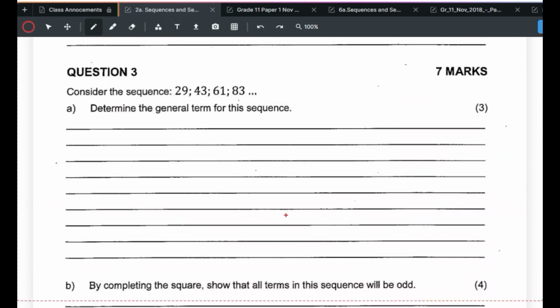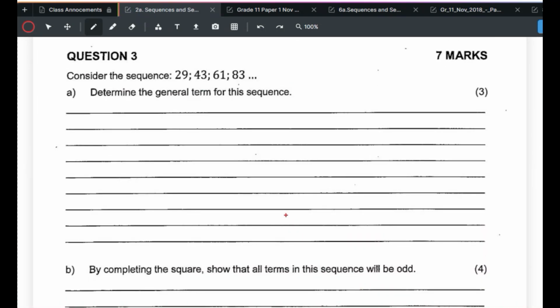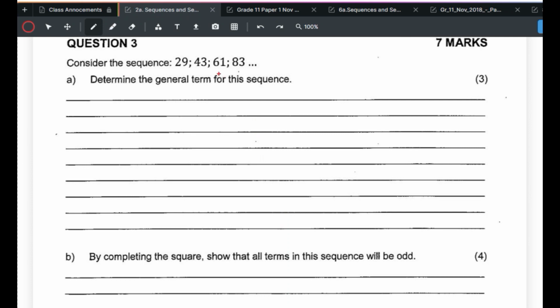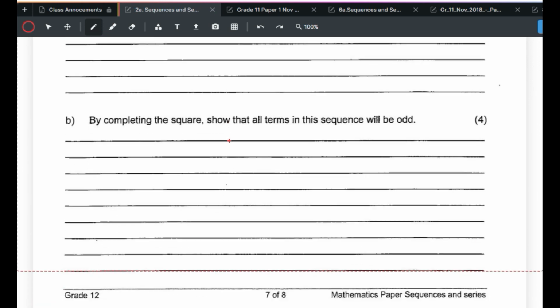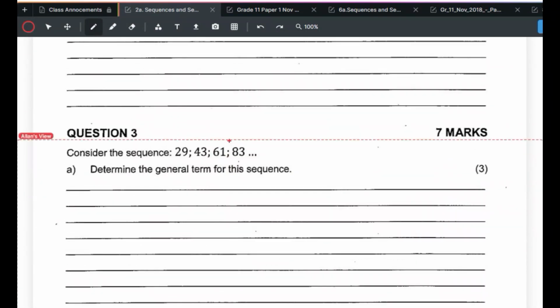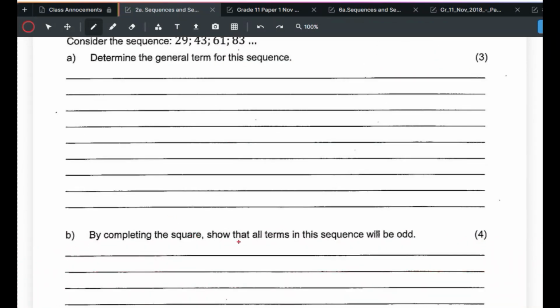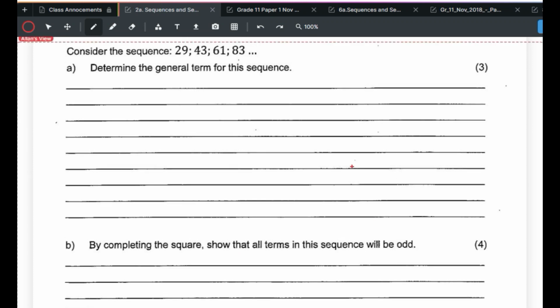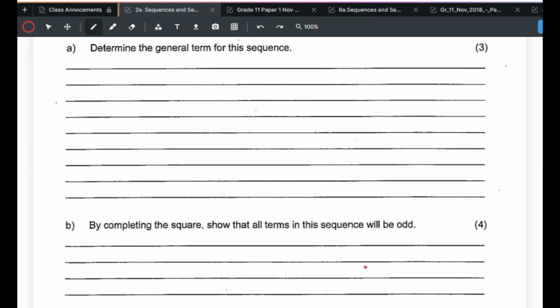Okay. Consider the sequence of the general term. So this is probably a quadratic, right? Yeah, it is quadratic. Okay. I want you to try this question. The reason why I want you to try this question is because of the next one. By completing the square, show that all the sequence will be odd. Do you understand? I want to see how you answer this using that one over there. So try that out.